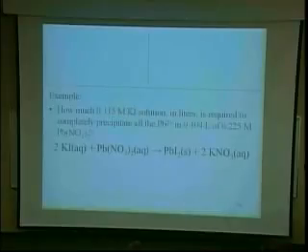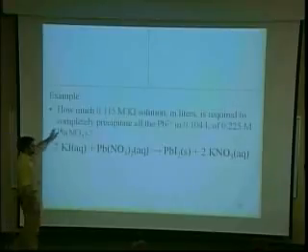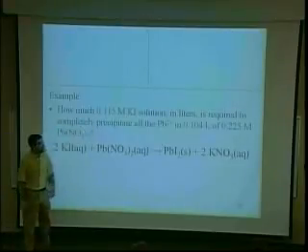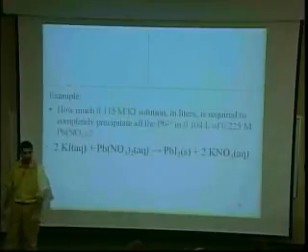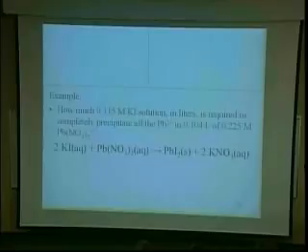All right, so let's take a look. How much 0.115 molar potassium iodide solution in liters is required to completely precipitate all the lead in 0.104 liters of a 0.225 molar lead 2 nitrate solution? You can do it.